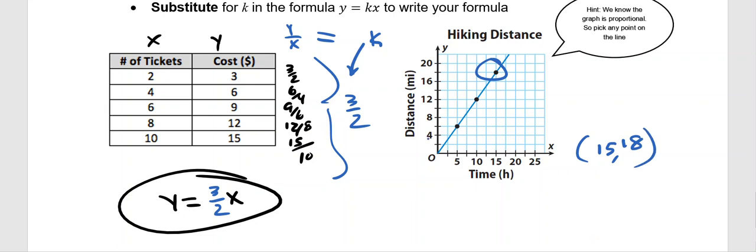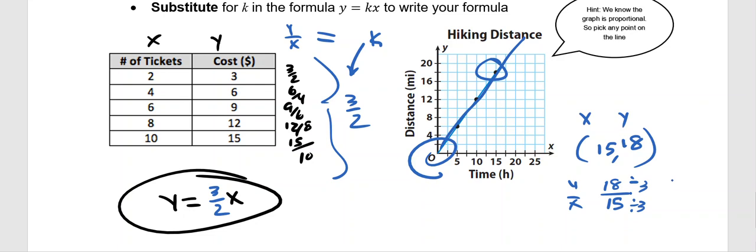So I already know, don't forget, I already know this graph is proportional for two reasons. It's linear, and it passes through the origin. So any point that I set up for y/x, any point I set up for y/x is going to give us the same value. In this case, this point 18/15, when I reduce down by a common factor of 3, I'm going to get 6/5. That's my k value. Don't forget, k is just equal to y/x.